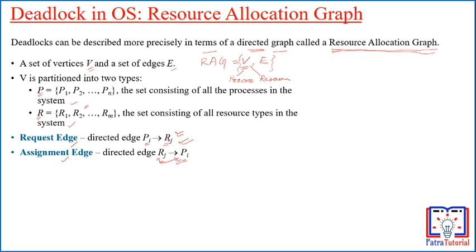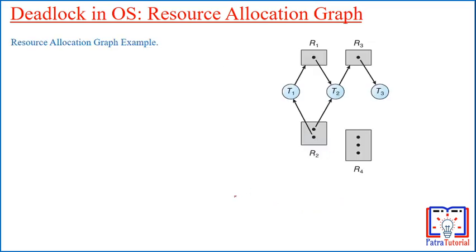So the resource allocation graph consists of a set of vertices V and a set of edges E, and again the vertices are of two types. The first one is P and the second one is R. P represents the set of processes and R represents the set of resources. Each resource can have more than one instance. We'll see one example of this resource allocation graph.